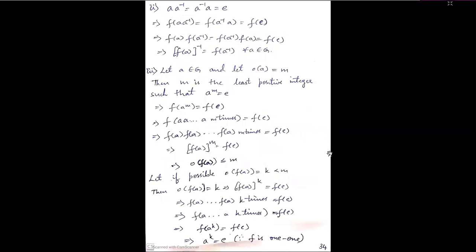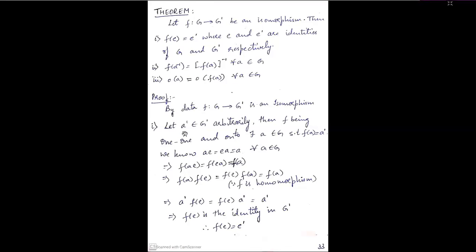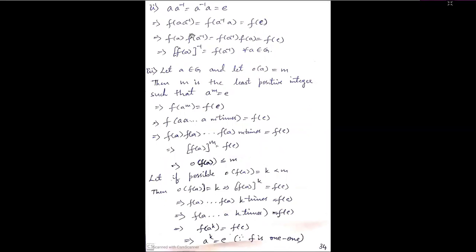Next one. We need to prove that f(a inverse) is equal to f(a) the whole inverse. For that, I can take a inverse a, which is equal to e. Applying f on all the sides, because f is a one-one function, it is well defined. I can write it as f(a inverse a) equal to f(e). Using the definition of homomorphism, I can write it in this order, and therefore conclude that f(a) the whole inverse is equal to f(a inverse) for all a belonging to G.